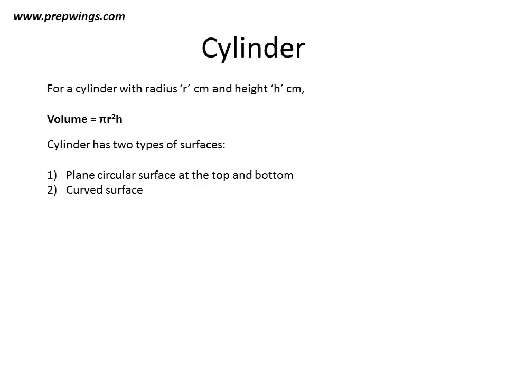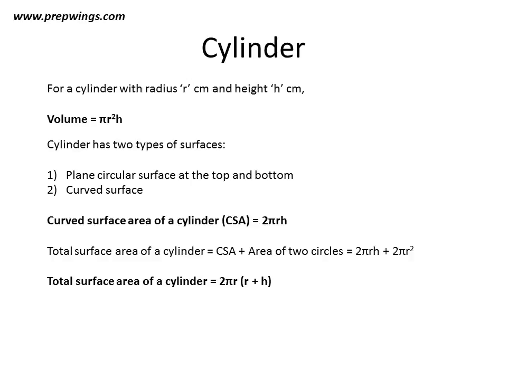Now as we have seen, the cylinder has two surfaces, a curved surface and a plain circular surface at the top and bottom. So curved surface area of a cylinder is given as 2 pi r h. And the total surface area will be equal to curved surface area plus area of the two circles. So it will be 2 pi r h plus 2 pi r square. So total surface area of a cylinder is equal to 2 pi r into r plus h. The diagonal of a cylinder is given as under root of 4r square plus h square.